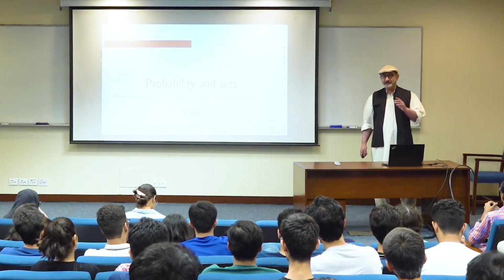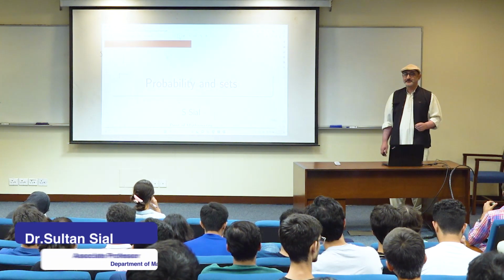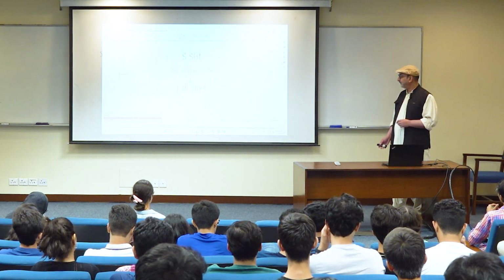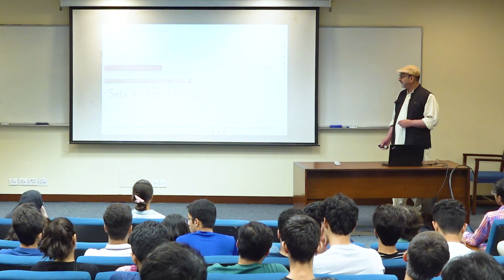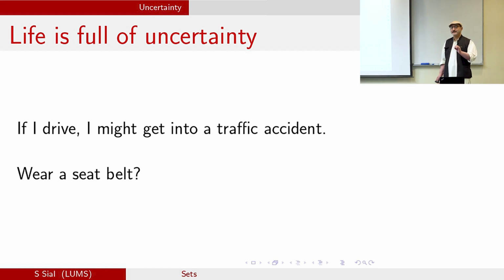In this course, what we're trying to do is develop a science of uncertainty. How do we deal with outcomes that can be random? We find uncertainty everywhere. If I drive, I might get into a traffic accident. Probably I won't. People don't get into traffic accidents every day, but I might. And I assess that the probability is enough that I want to wear a seatbelt.